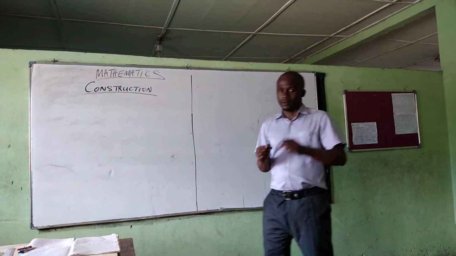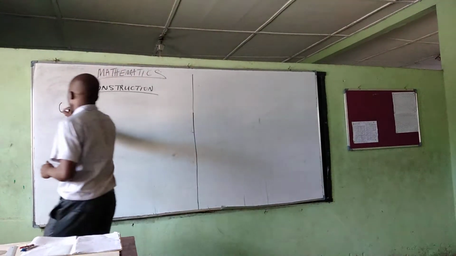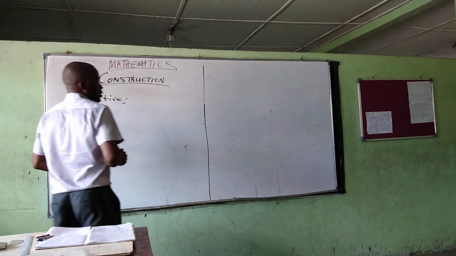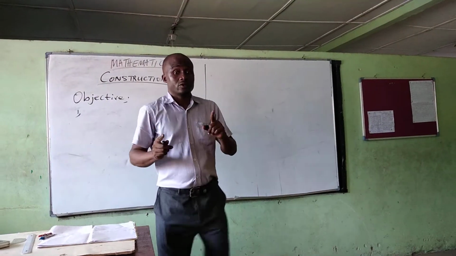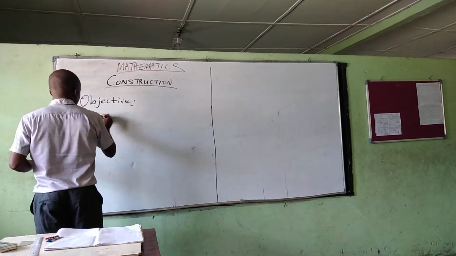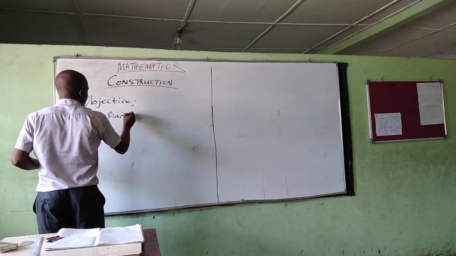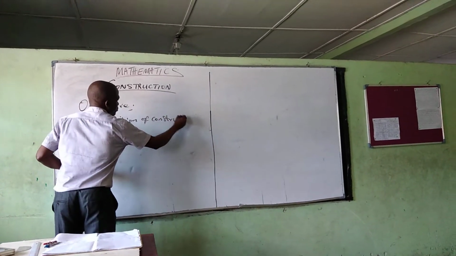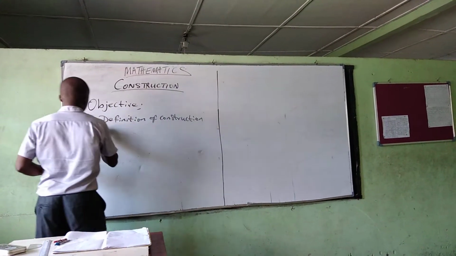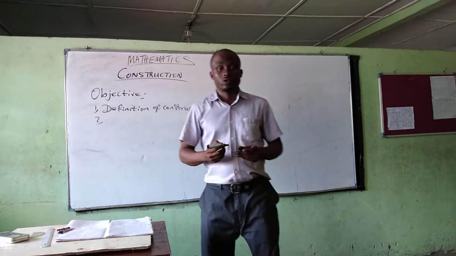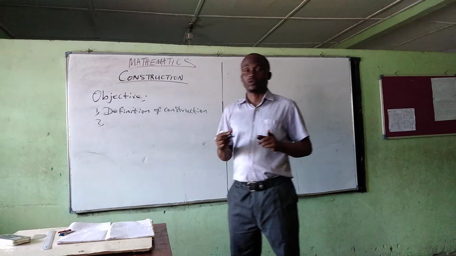Remember I told you, number 1, the objective, you'll be able to define construction. That's the definition of construction. Number 2, after the definition of construction, you should be able to construct a perpendicular line.